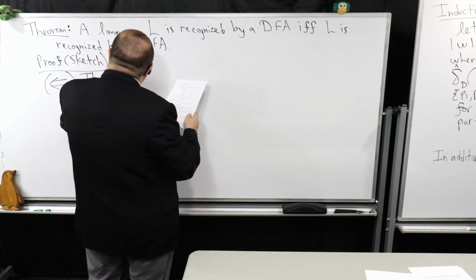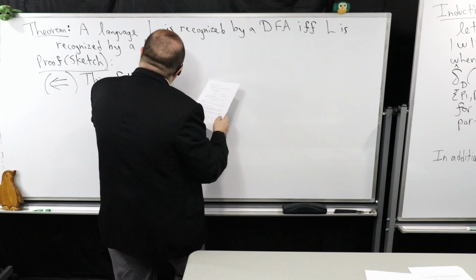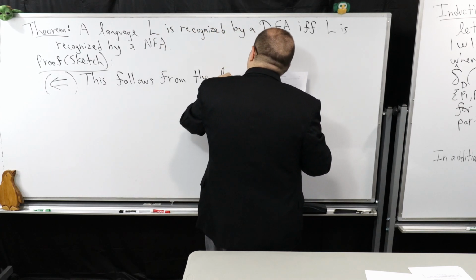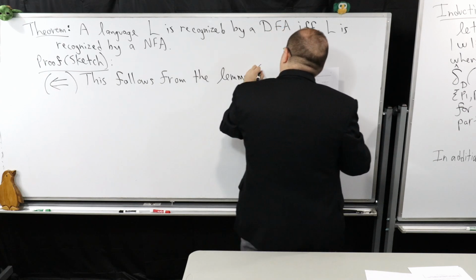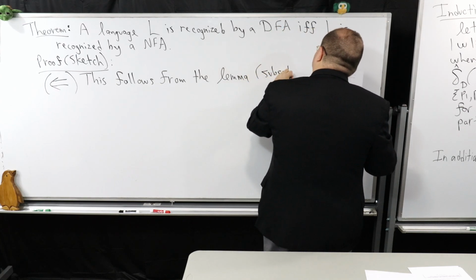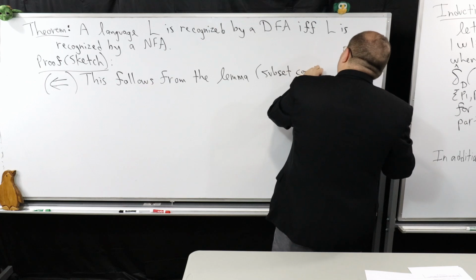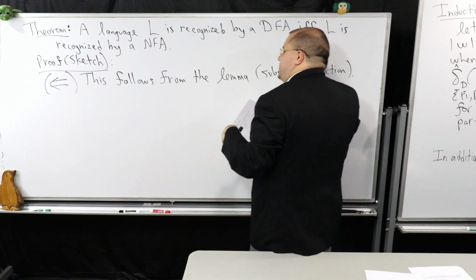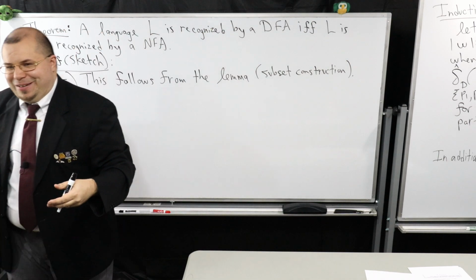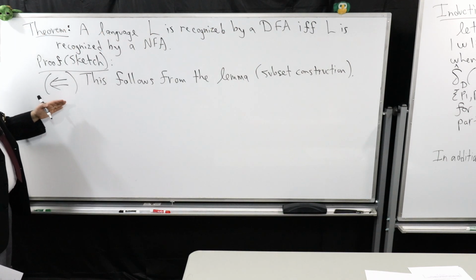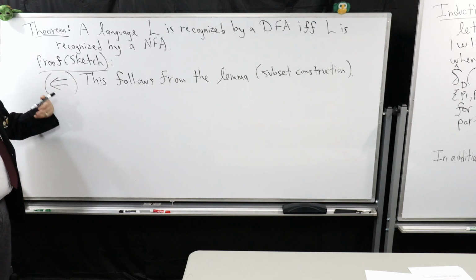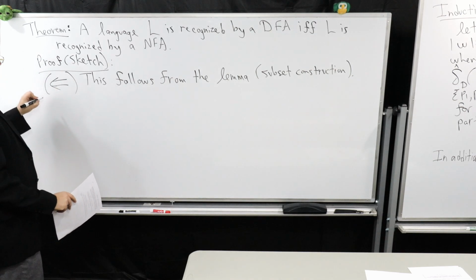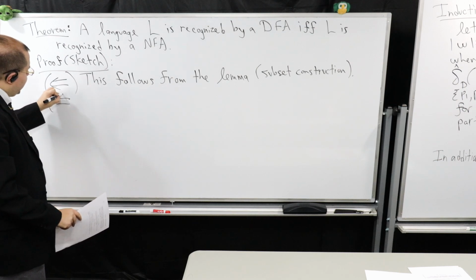This follows from the lemma, i.e. the subset construction I described to you. Like I said, it does a lot of the heavy lifting for me. So I described to you how you take an NFA and make a DFA, and we proved that that process is in fact correct.